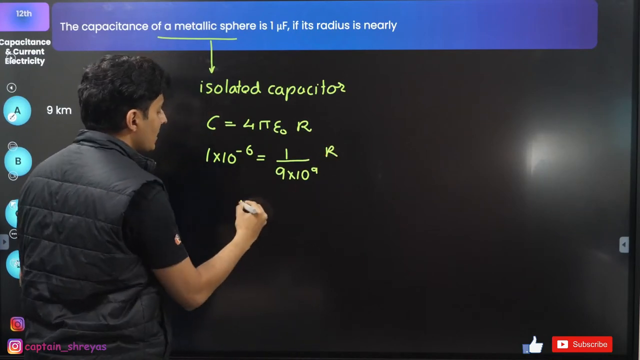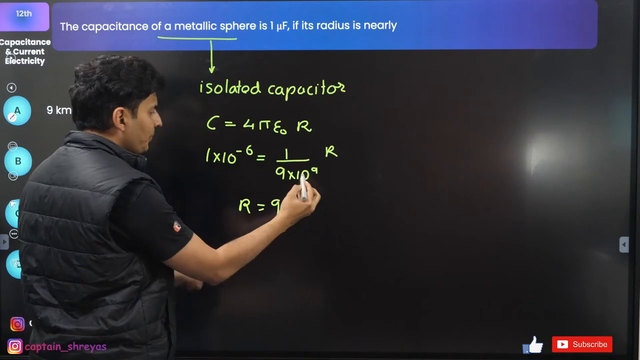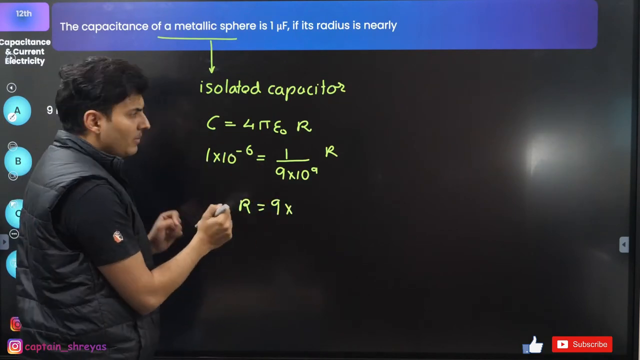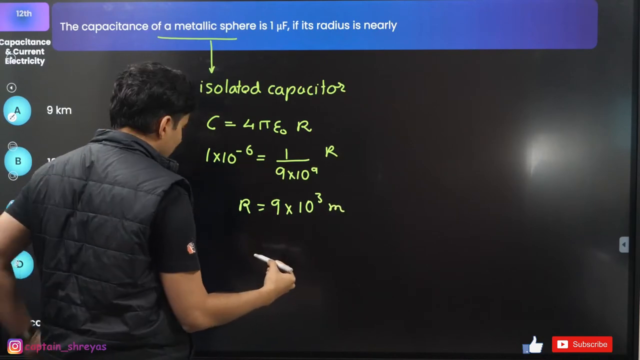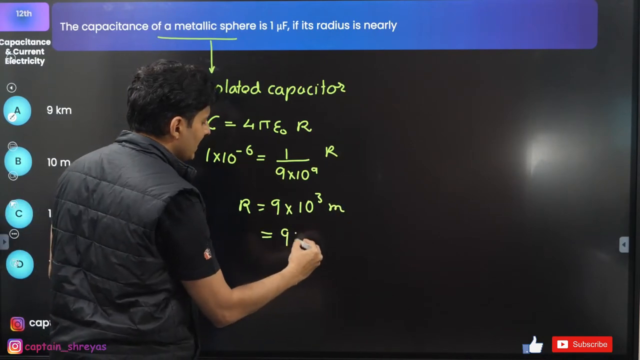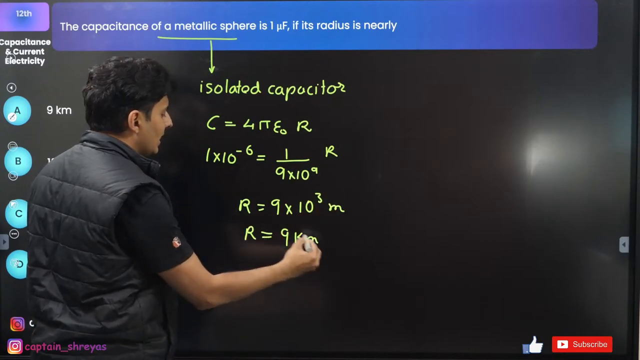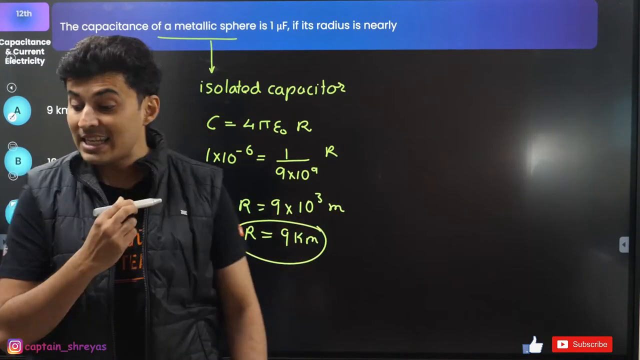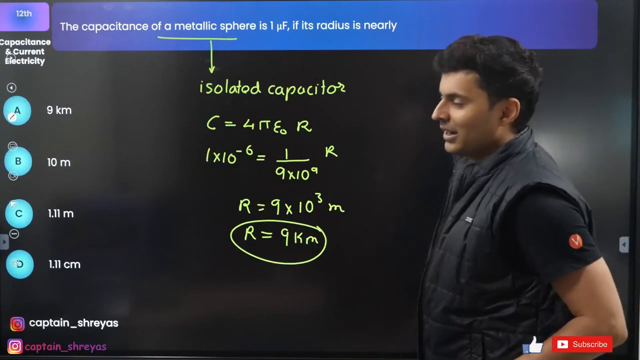And this is radius. So radius will be, take these people over here. So 9 into 10 to the power 9 and 10 to the power minus 6 will make it just 10 to the power 3 meters. But the answers are in kilometers also. So this will be 9 kilometers. 10 to the power 3 meters is a kilometer. So that's the answer, guys. It should be 9 kilometers for getting 1 microfarad. That's crazy.